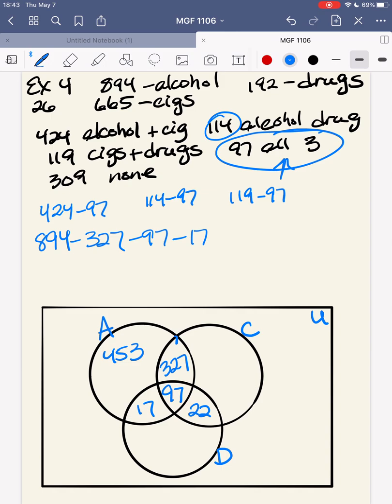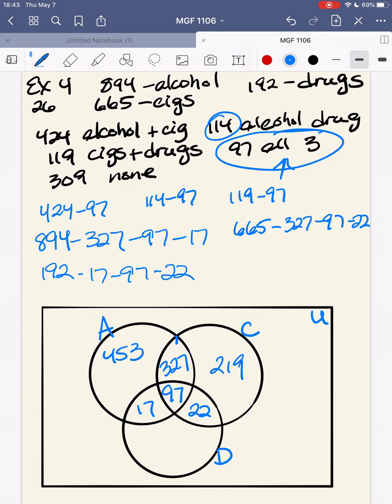I'm going to do the same thing with cigarettes and drugs. For cigarettes, I'm going to take my total cigs, 665, and subtract my 327, my 97, and my 22, and I end up with 219 people that only smoke cigarettes and don't do anything else. Illegal drugs, I'm going to do the exact same thing. The people that do drugs is 192. And I subtract the 17, the 97, and the 22. And I have a total of 56 people that only do drugs.